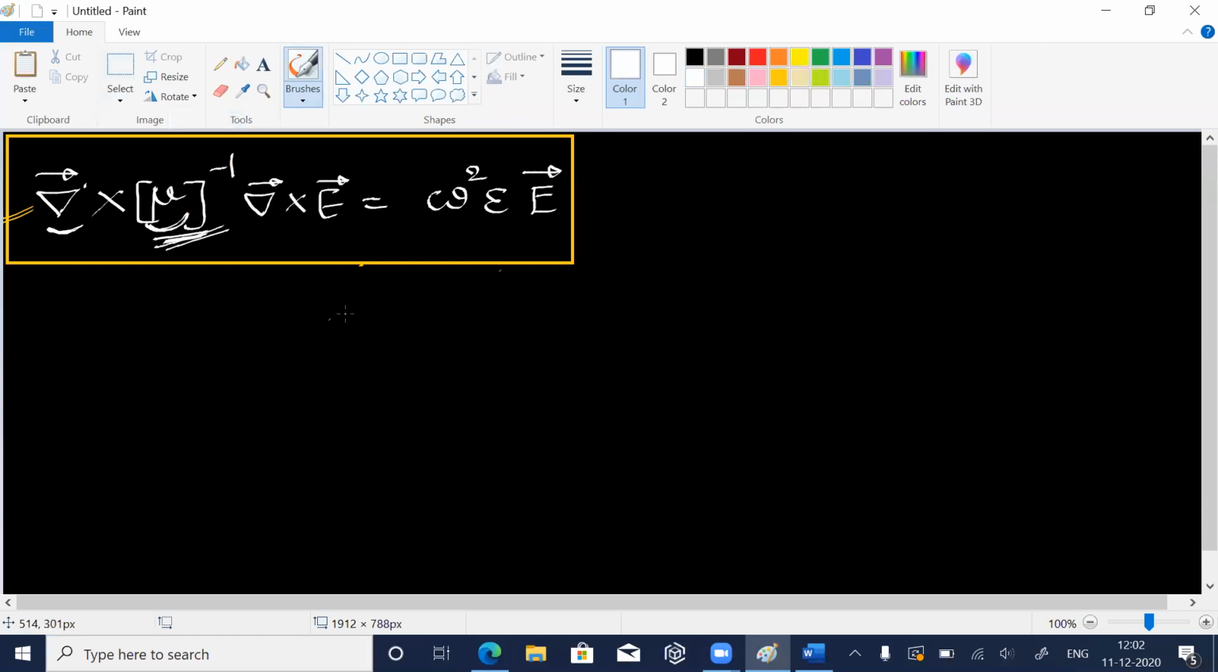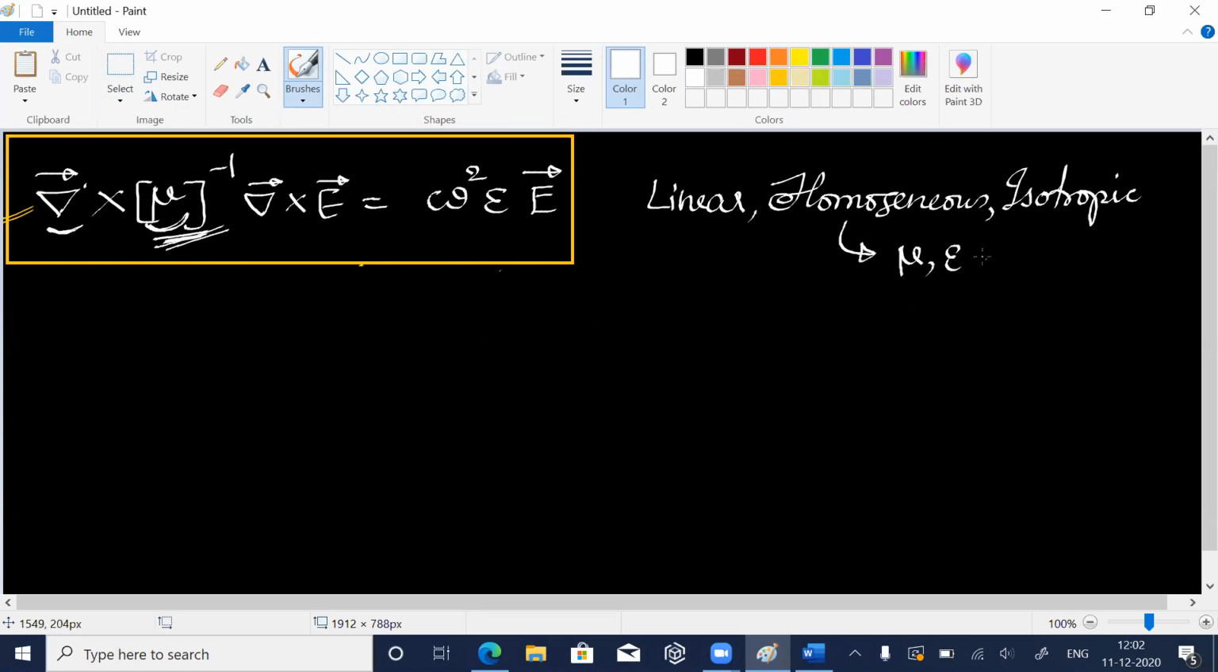Okay, now I have a beautiful medium. Now my medium is linear, my medium is homogeneous, my medium is also isotropic. Okay, now you tell me, can I bring this mu towards the right hand side? Yes, sir. I can happily bring this guy because now in the homogeneous case, both mu and epsilon are beautiful, simple constants. So I can bring this guy towards the right hand side.